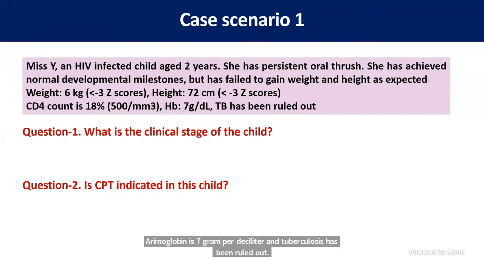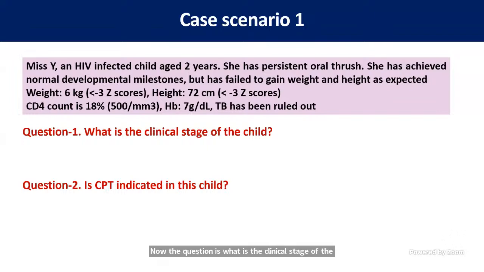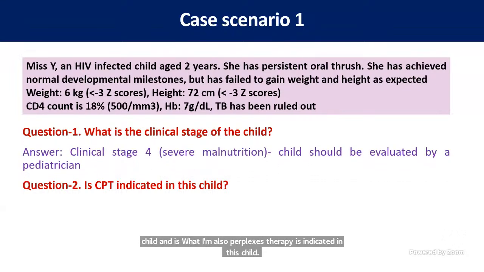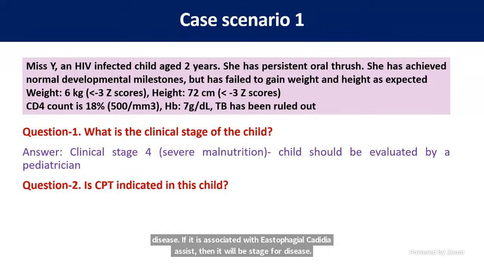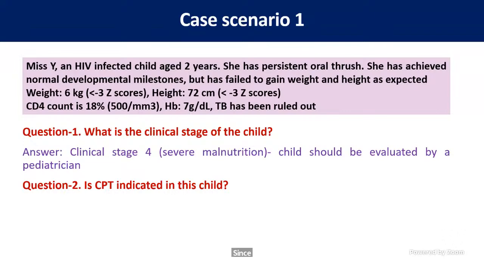Now the question is, what is the clinical stage of the child, and is cotrimoxazole prophylaxis therapy indicated in this child? I think I will answer on your behalf here. So she is having clinical stage 4 because she has got severe malnutrition, which is a stage 4 disease, and the child should be evaluated by a pediatrician. If it is just oral thrush, it is a WHO stage 3 disease. If it is associated with esophageal candidiasis, then it will be stage 4 disease. Since there is normal developmental milestone, it is again fine. If there is a developmental delay, then there will be stage 4 disease.